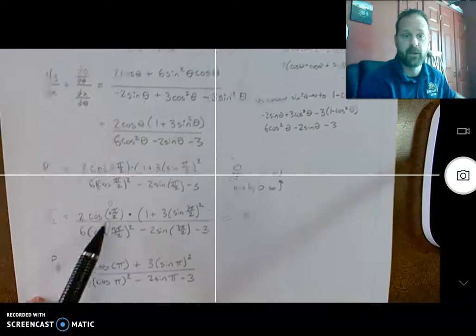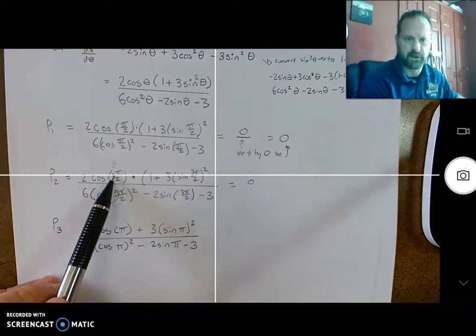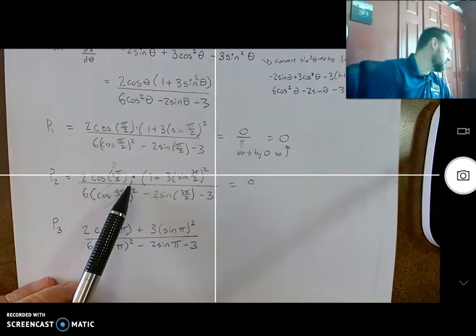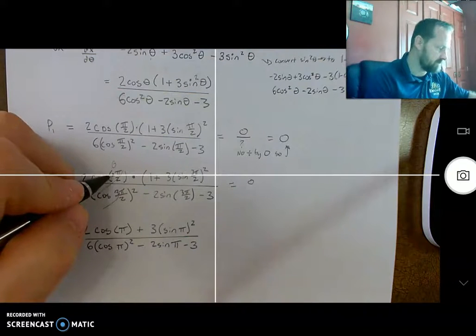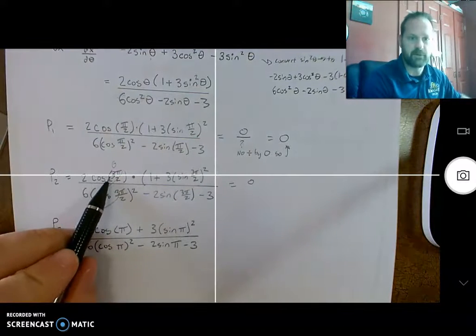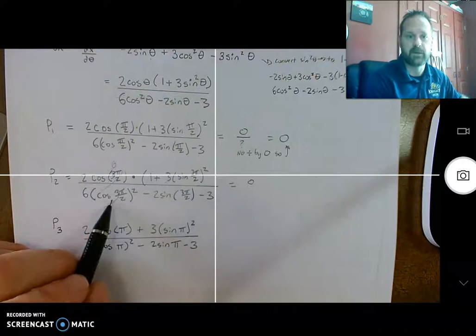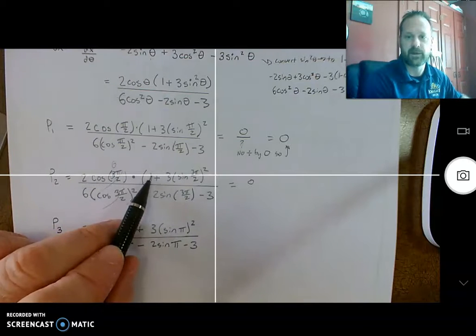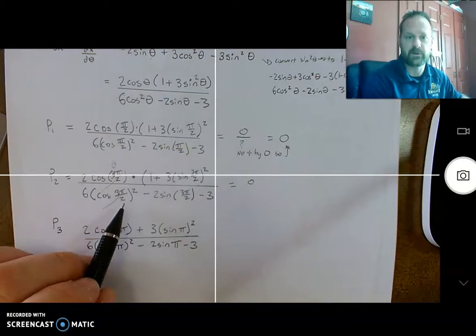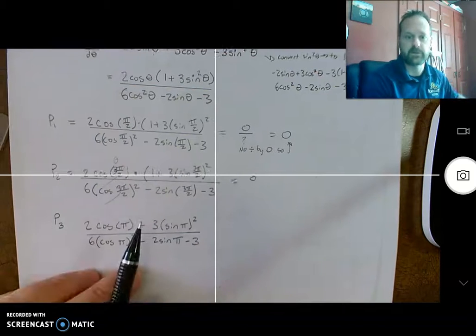So same thing happened for point number 2. Cosine of, was it negative pi over 2? No, positive pi over 2. Or 3 pi over 2, excuse me, that's a 3. 3 pi over 2, and then the cosine of 3 pi over 2 is 0 as well. And then we have 0 multiplied by a quantity, we get 0 in the numerator, we won't have 0 in the denominator, so again, 0 is the slope.